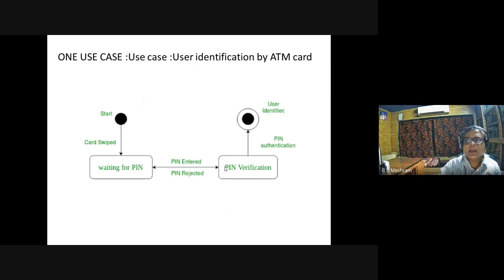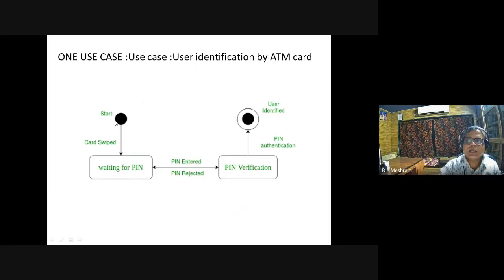User identification by ATM card. So how is this use case used to construct the state transition diagram? Here one use case, user identification by ATM card, is considered for the construction of the state transition diagram. This is a start state, card swiped, waiting for PIN. You can enter the PIN, PIN verification will be done, PIN authentication will be done, and the user will be identified.